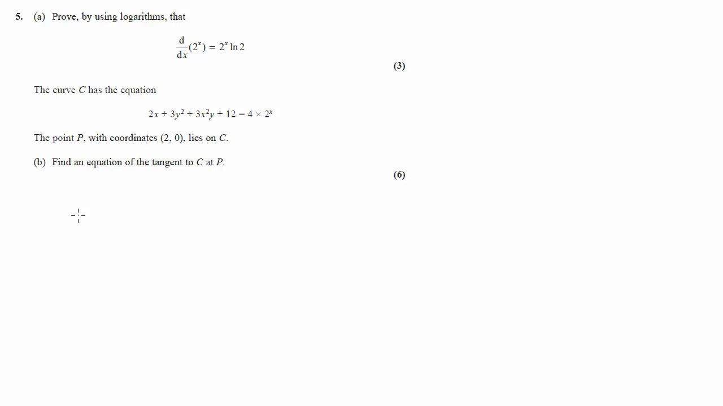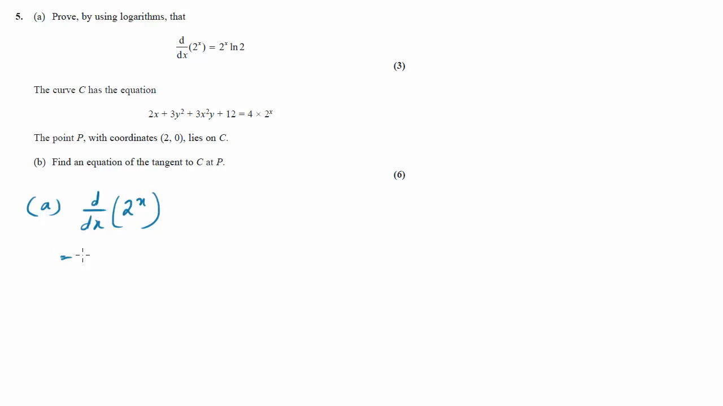Question number 5 is also differentiation. In A, we have to prove that d by dx of 2 to the power x is 2 to the power x ln 2. For that, first of all, we have to express 2 to the power x in terms of the exponential function.